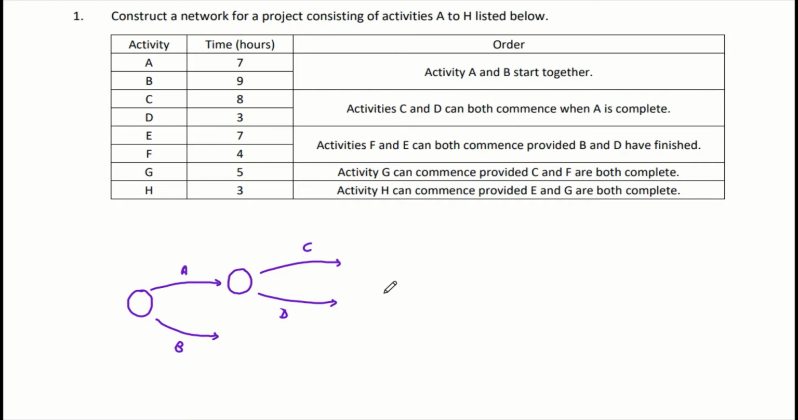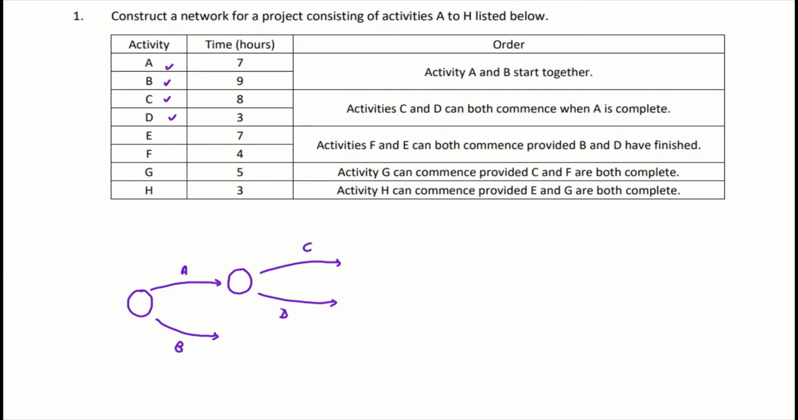Then now continue. So you already drew this 4, right? So you can try to put a tick there. Okay, so we continue. Activities F and E can both commence provided B and D have finished. Which means that when B and D finish, then you can start E and F. So these 2 edges must meet at the same checkpoint.